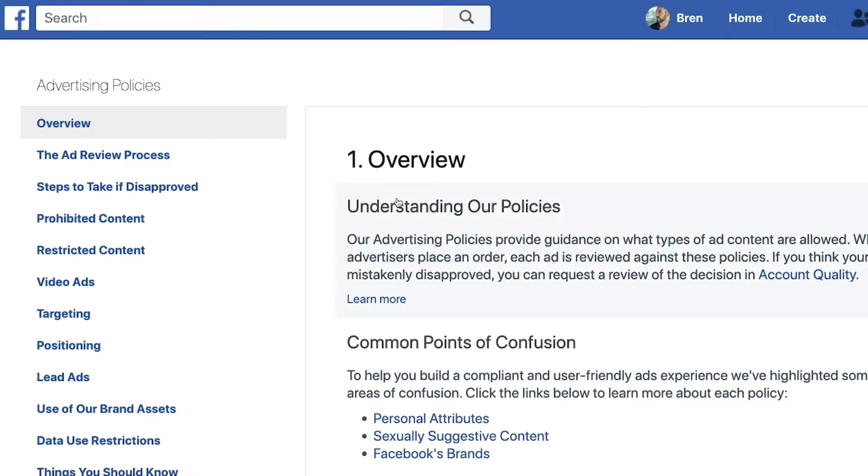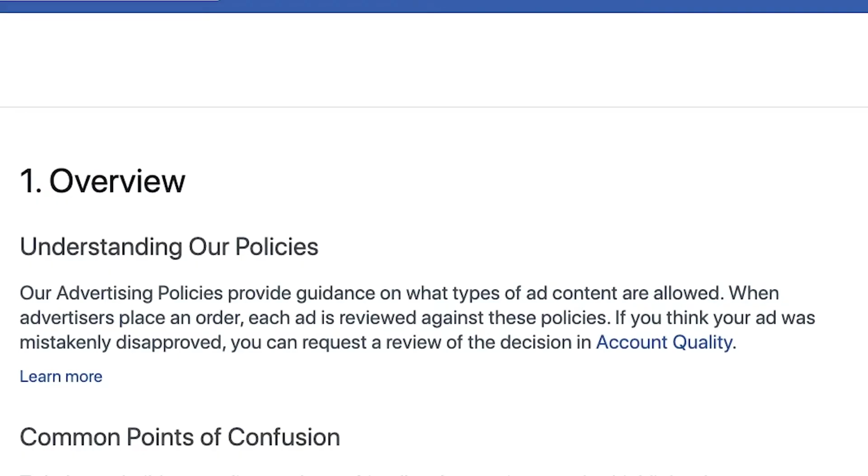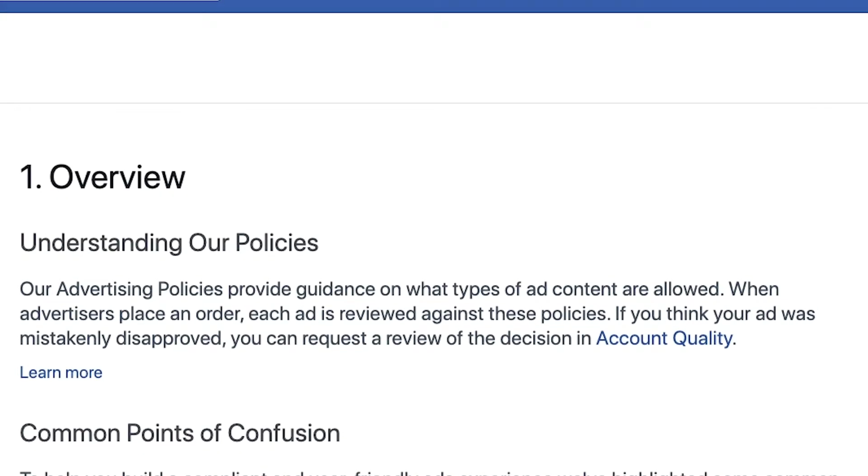Okay, now here we are at the Facebook ad policy website, facebook.com/policies/ads. It gives you an overview, the ad review process, steps to take if disapproved, etc., all kinds of stuff here, okay?